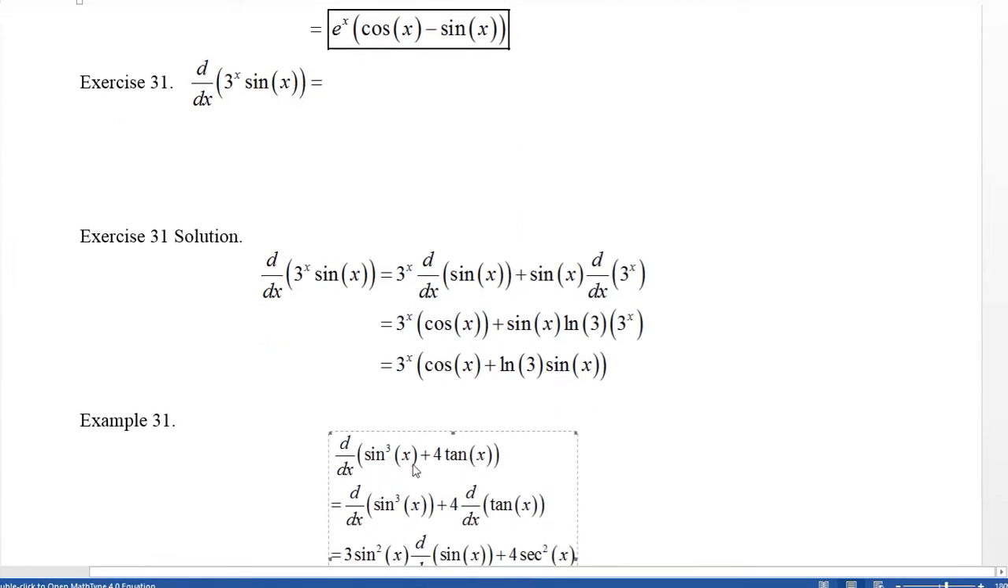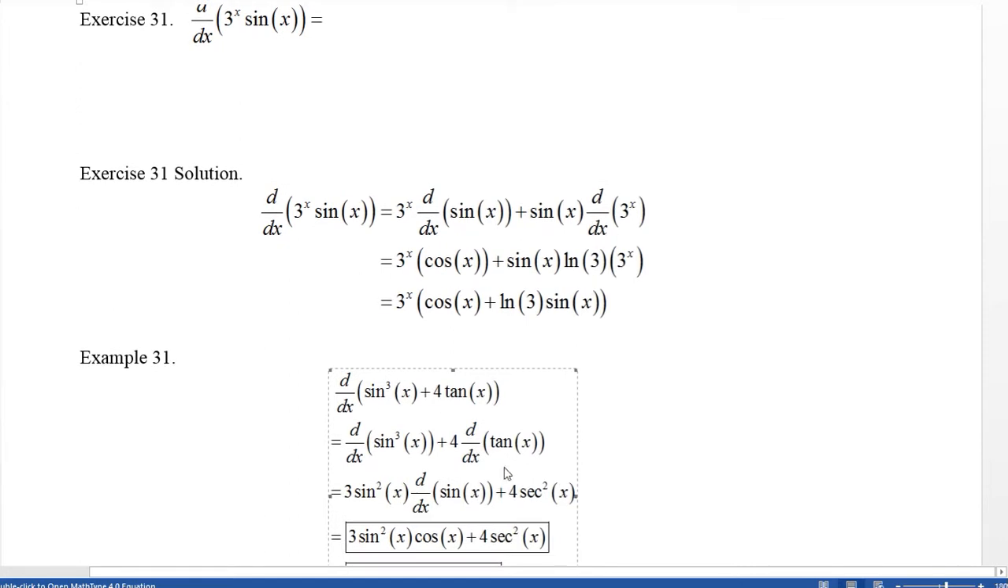Well, first of all, the last step here is a sum, so we use the sum rule. So it's the derivative of the first part plus the derivative of the second. And the derivative of 4 tangent of x, I can bring the 4 out front of the derivative sign. So I use the sum rule and the constant multiple rule there. Derivative of tangent is secant square. Derivative of tangent of x is secant square of x.